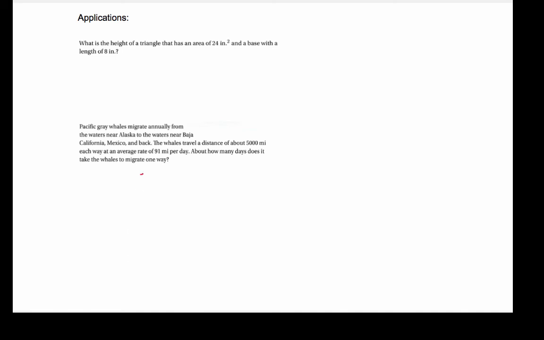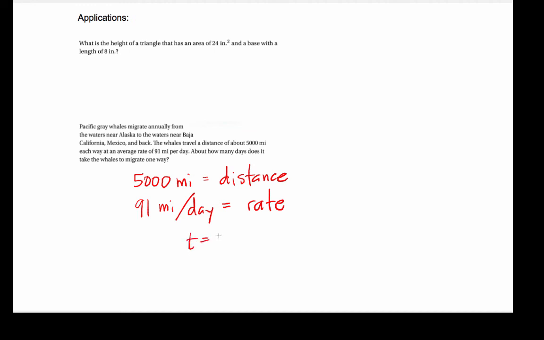So one way, they're going 5,000 miles. That's a distance. They tell us that they travel an average rate of 91 miles per day. What is that? Well, that is a rate. We'll talk about rates more here in a little bit. It's asking us about how many days. Well, that's our variable, t equals time.